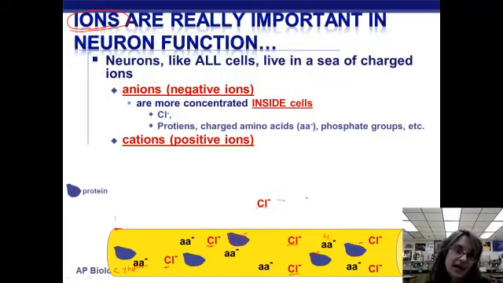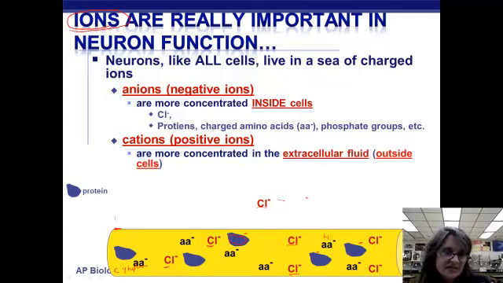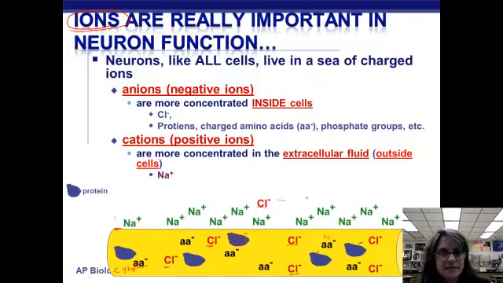Now, there are also cations present, positively charged ions. These cations tend to be more concentrated on the outside of the cell rather than inside, okay? So, there's lots of sodium ions on the outside in the extracellular or outside body fluids, outside of the cell's cytoplasm. It's not that there might not be a sodium ion in here, there could be, but there's going to be more of them outside. Okay, so the concentration of sodium is high on the outside and low on the inside.